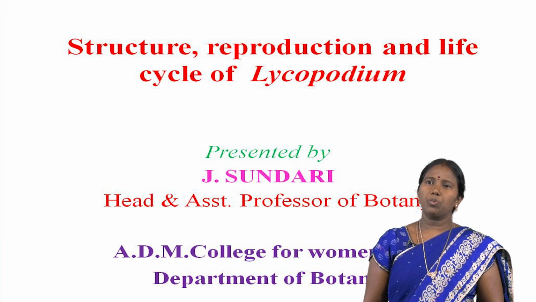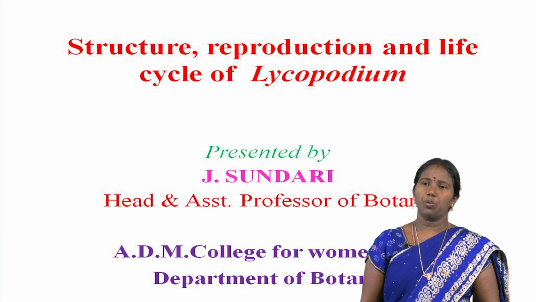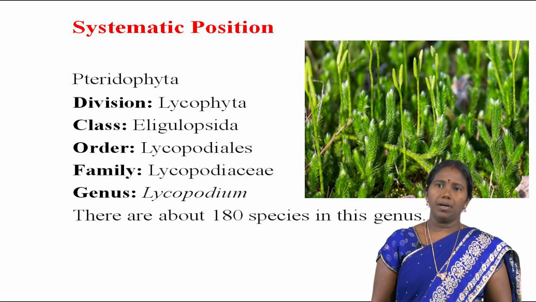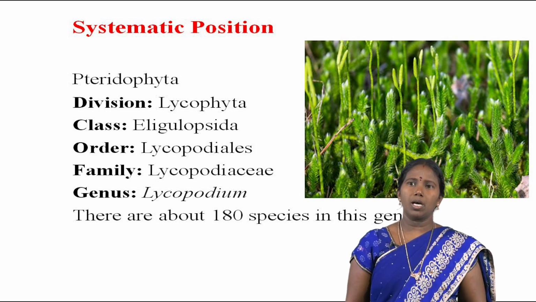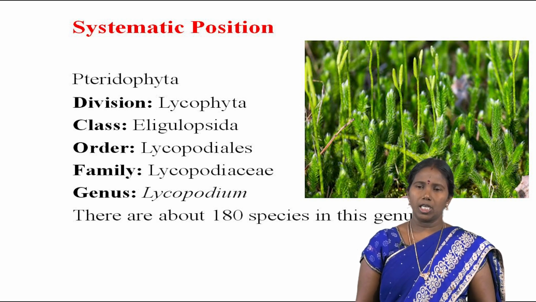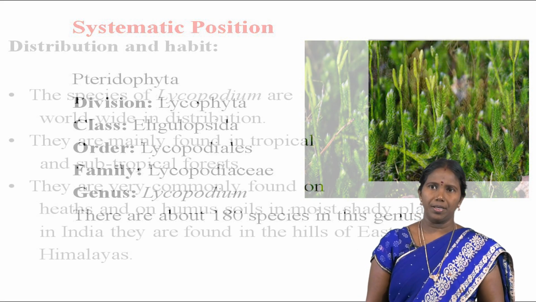Now I am going to talk about the structure, reproduction and the life cycle of Lycopodium. Systematic position: Pteridophyta, division Lycophyta, class Helicolapsida, order Lycopodiales, family Lycopodiaceae, genus Lycopodium. There are about 180 species in this genus.